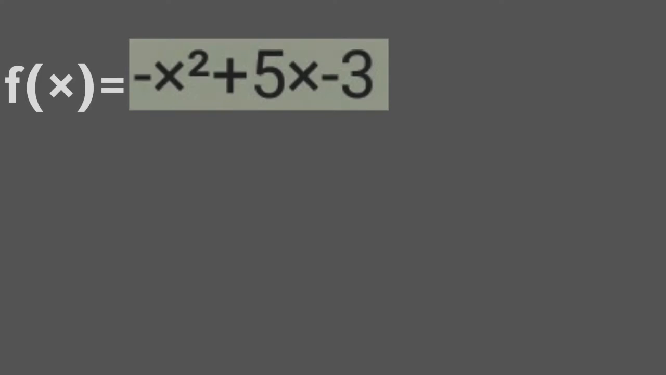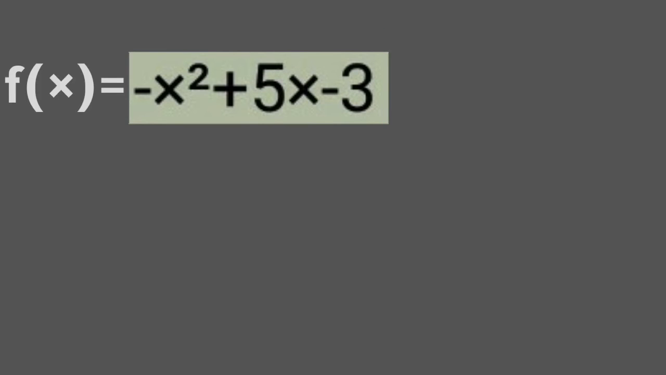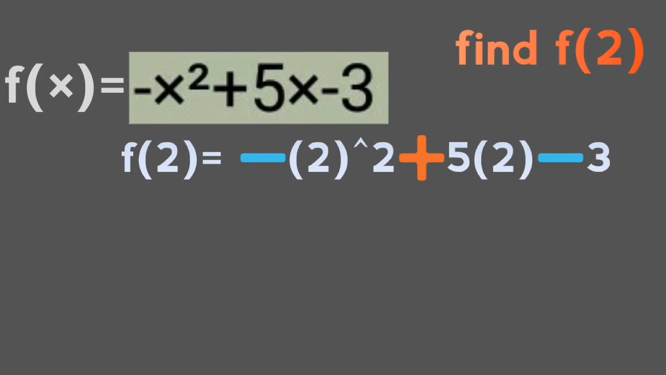so let's proceed to our second problem. f of x equals negative x squared plus 5x minus 3. So when you are asked to find f of 2, I will replace every x in the f function with the number 2. Then I'm gonna simplify it.